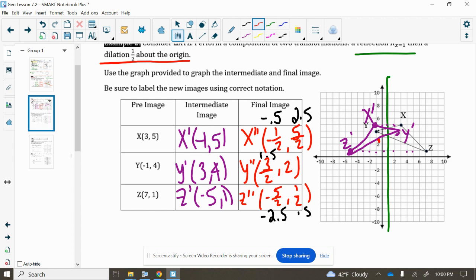Now, as we write these, then we want to go to the negative 1/2, 2.5. Here is X double prime. Y double prime is at 1.5, 2. And Z double prime, negative 2.5, 1/2. So this little guy right here. So again, we reduced it to have this smaller image.